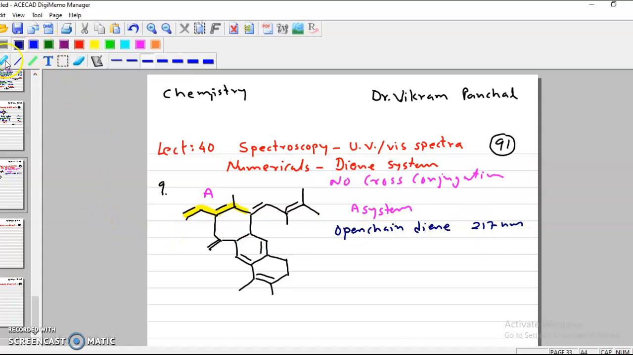Okay, extension is there or not? Yes, there are extension over here, and we can see there are 2 alternate double bonds in extension. So there are 2 extra conjugated double bonds. And for that we will add 60 nanometer because there are 2 extra conjugated double bonds. So for one we'll add 30. Next is exocyclic double bond.